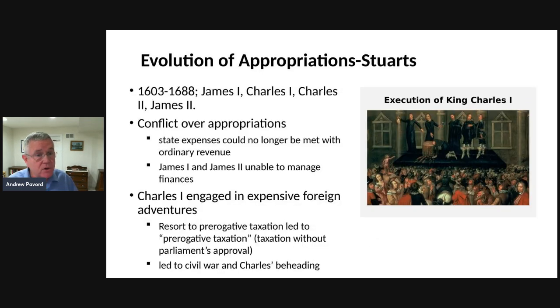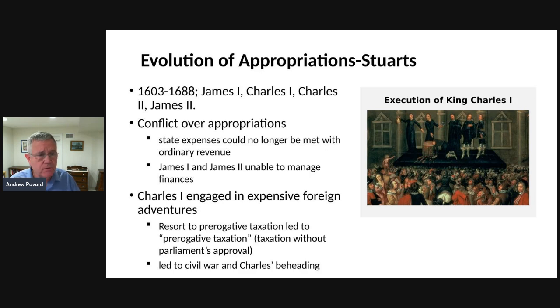Now, this leads to a crisis under the Stuarts, because this is a period of very serious conflict over appropriations. Part of this is because state expenses, you couldn't even make the pretense that they're going to be met by the, quote, ordinary revenue. And James I and James II just can't manage their finances. They're big spenders. And what's worse, they're not very successful militarily. So they don't have the prestige that Elizabeth I had.